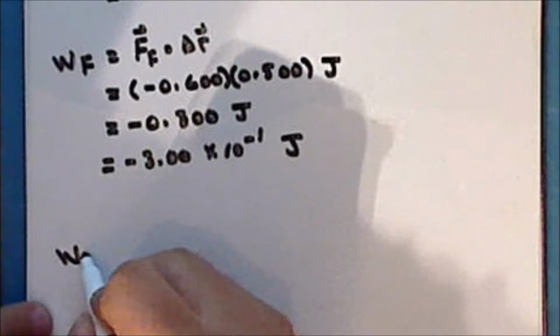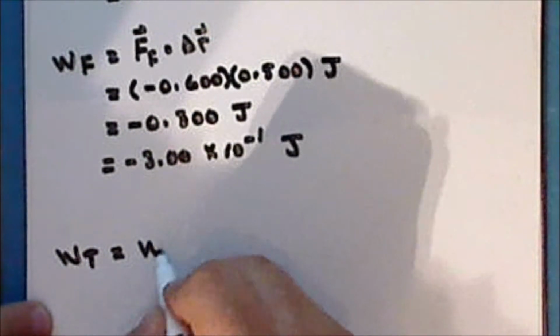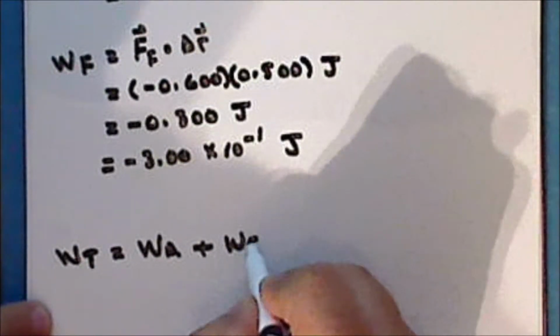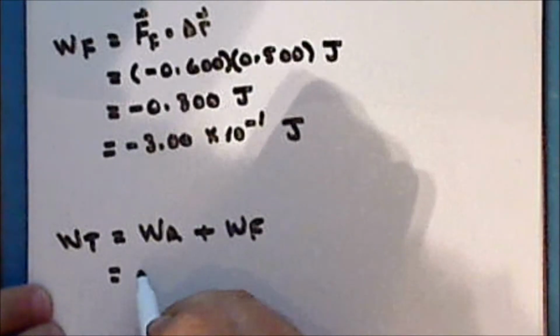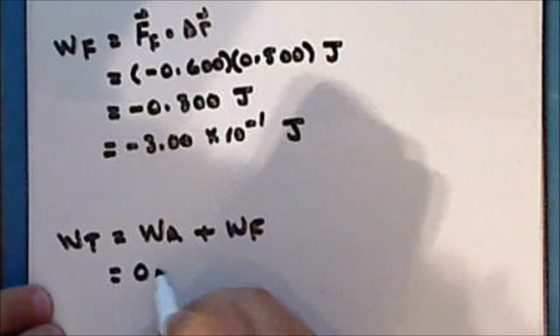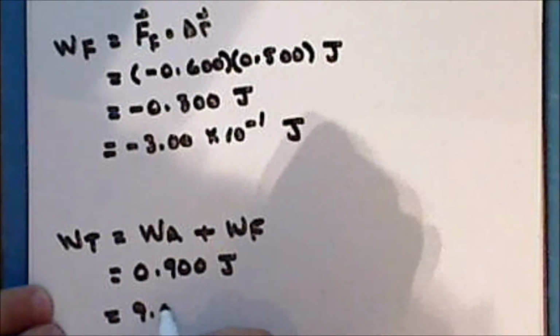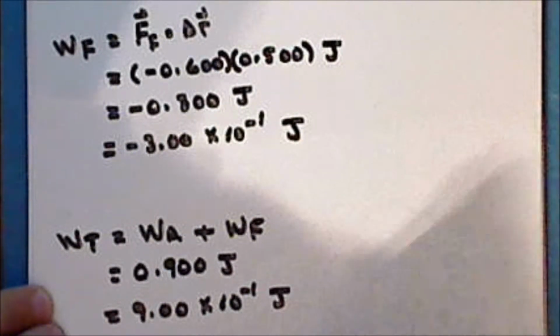And so the total work done on the car is the sum of the work done by the applied force and the work done by friction, which to three significant figures is 0.900 joules, or 9.00 times 10 to the negative first joules.